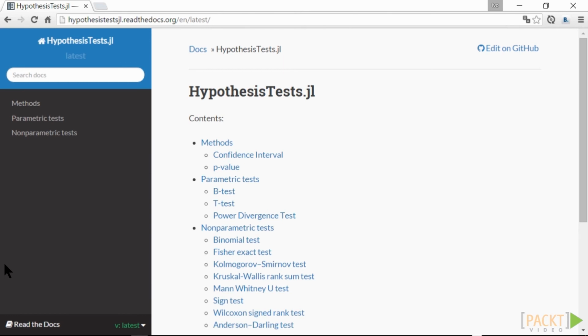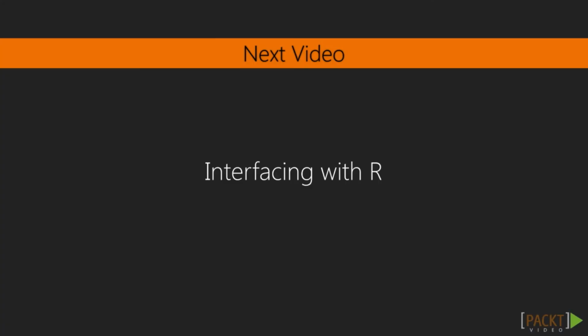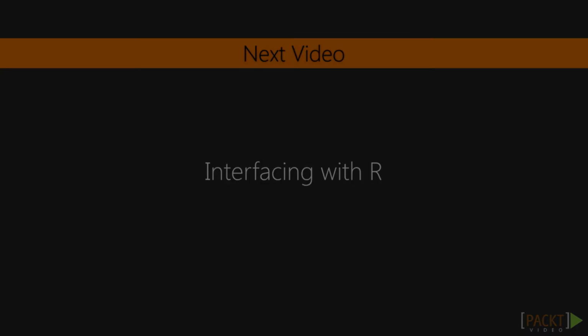A lot of other tests are available in this package, like the one-sample t test, the binomial test, as well as non-parametric tests. Consult the extensive documentation for further information. In this video, we have explored some advanced statistical techniques. The R ecosystem still has a much larger realm of statistical packages. What if there is an R package you want to use from your Julia program? In the next video, we will see how this can be achieved.